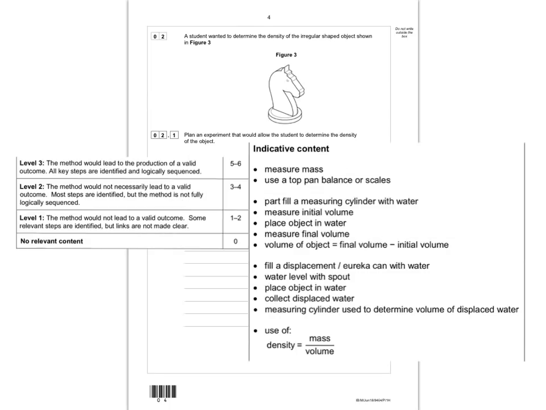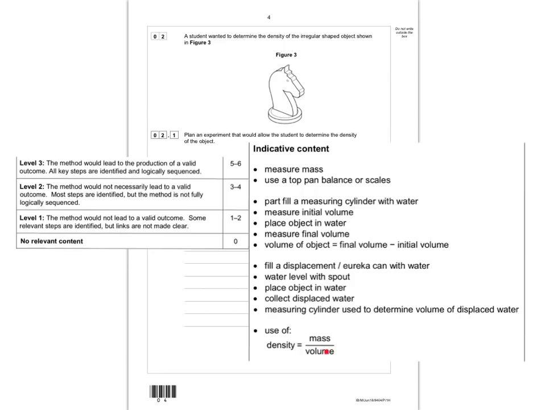So the things the examiners are expecting you to include are shown here under the indicative content. The key thing for me is how you work out density using this equation here: density is mass over volume. If you remember that that's how you work out density, you need to recall that, you need to learn that. You can then try and break down that formula and use that to structure your answer. So we know that we need to find density, we need to find mass and then volume. How do you find mass? Well, you're going to use the top pan balance to measure the mass.